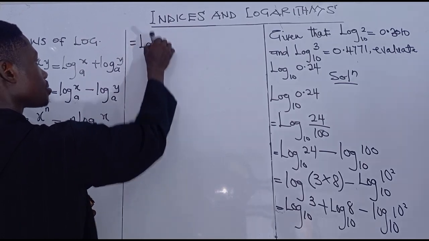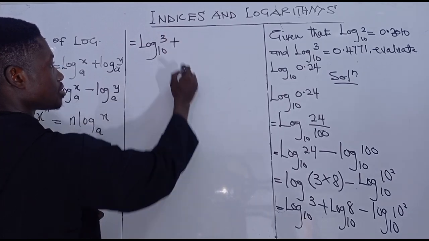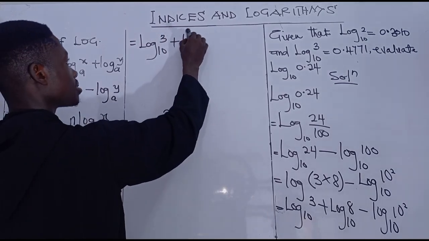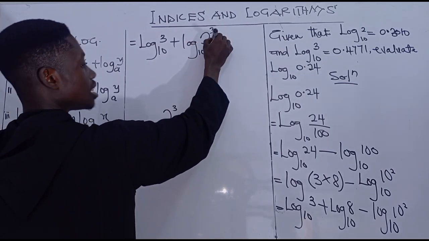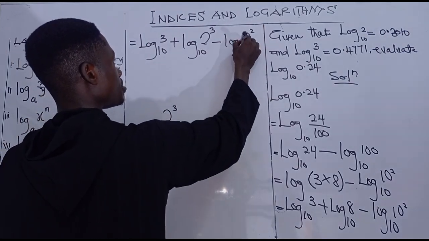We have log of 3 to the base of 10 and then plus, we know that 8 can be written as 2 raised to the power 3. So we shall have log of 2 raised to the power 3 to the base of 10 and then minus log of 10 raised to the power 2 to the base of 10.